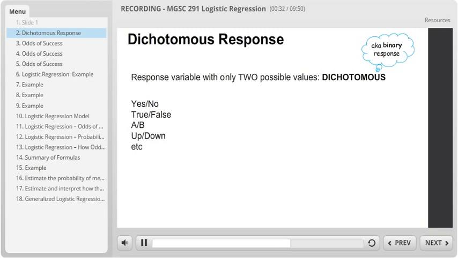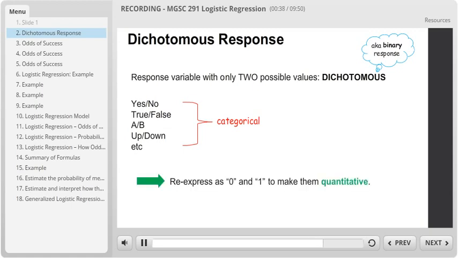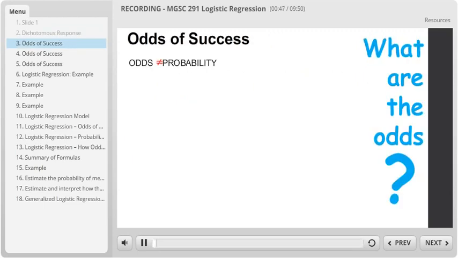Note that the dichotomous response values are categorical. To use logistic regression, we will re-express the two possible values using the numbers 0 and 1 to make them quantitative instead of categorical. To understand logistic regression, we need to understand the odds of success.